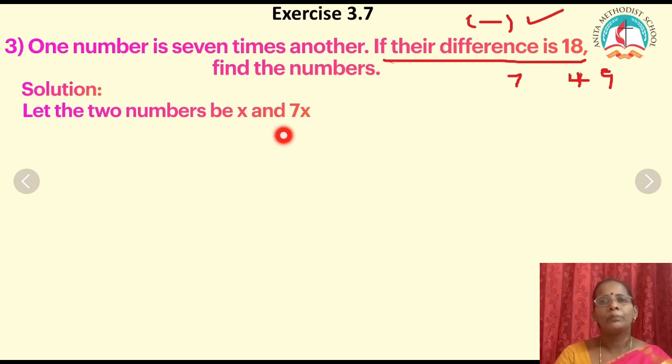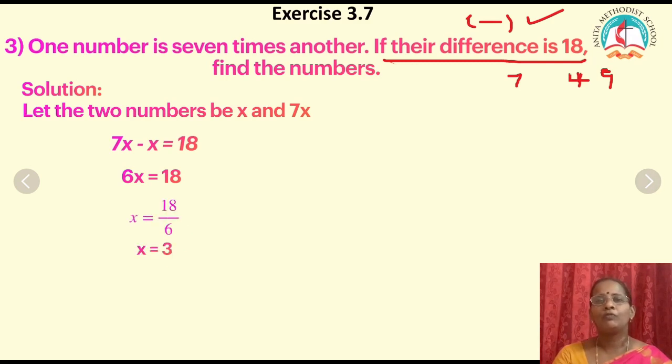So therefore I am going to take the second number as 7x, and here it is given what? Difference. So difference means, as I told you, minus. So 7x minus x is equal to 18. What is 7x minus x? It is 6x. So 6x is equal to 18. x is equal to 18 by 6, which is 3.